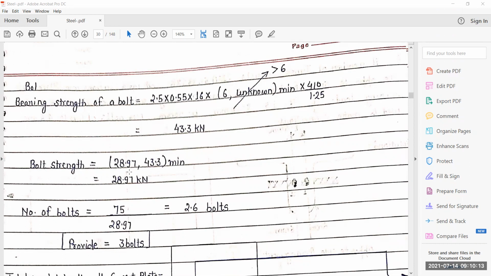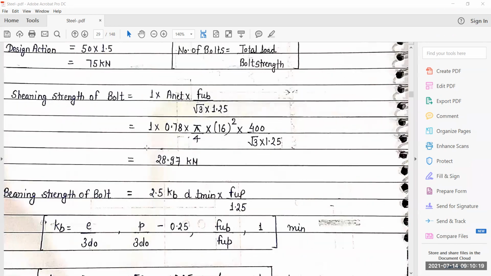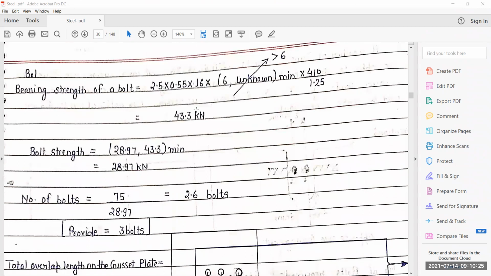The bolt strength is 28.97 and the bearing strength of the bolt is 43.3 kN. Both are taken. Of the shear strength 28.97 and bearing strength 43.3, the minimum value is 28.97. You get two results, but you take the minimum value.